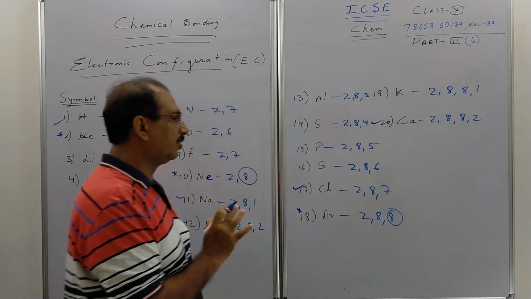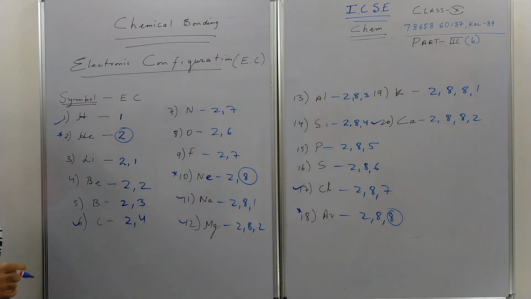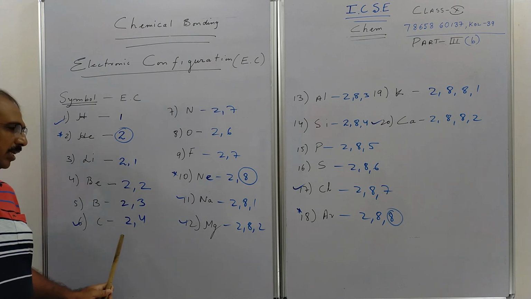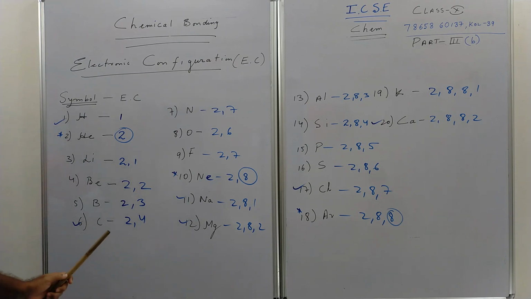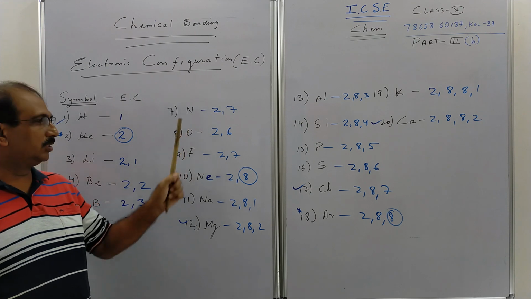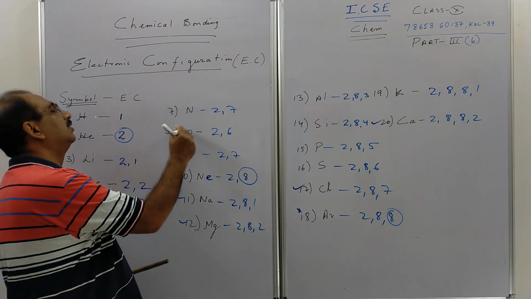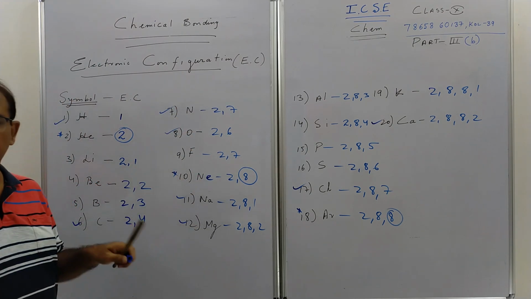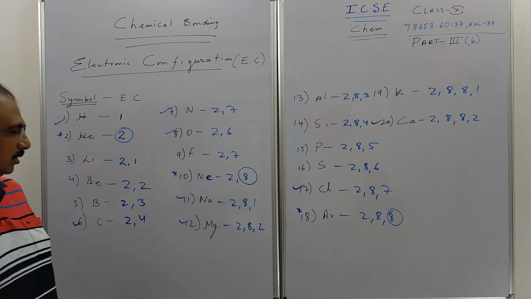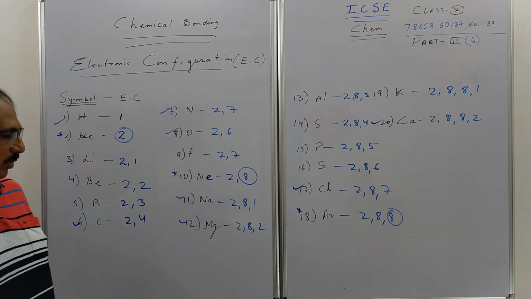So this is what we need at least for the periodic table. And so once more, hydrogen is 1, helium is 2. This is a stable inert gas. Lithium is 2,1, beryllium 2,2, boron 2,3, carbon 2,4. So ticked ones are more important. Nitrogen is 2,5. This is also needed in this particular chapter. Oxygen is 2,6. Sodium is 2,8,1.